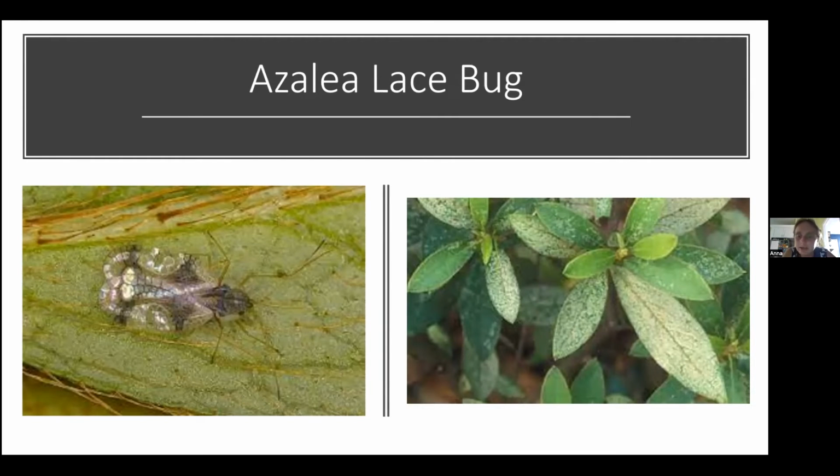It's called stippling. That's your key word of this slide. So it stipples the surface of that leaf, and you end up with kind of this bronzy, rusty color. And once you see that, it's usually too late to do anything about this insect because it's already been there, done its damage, and gone.